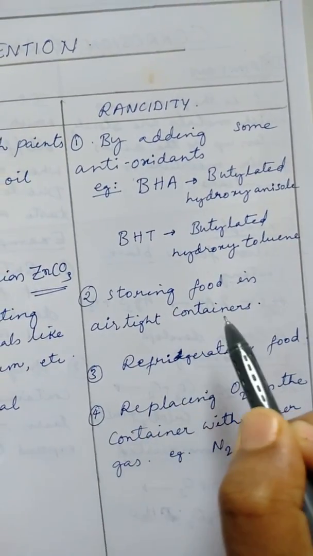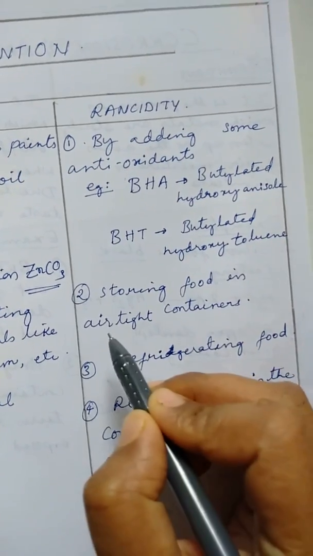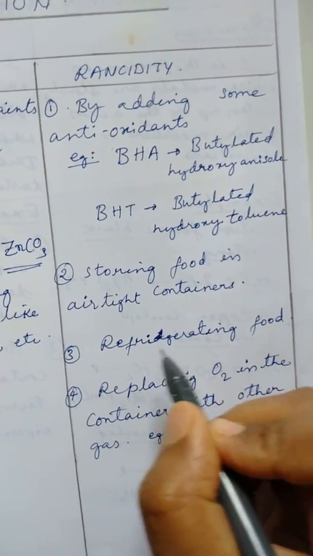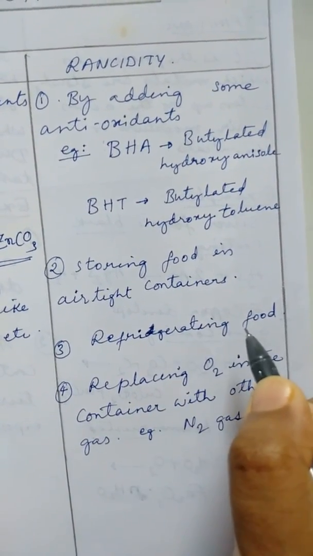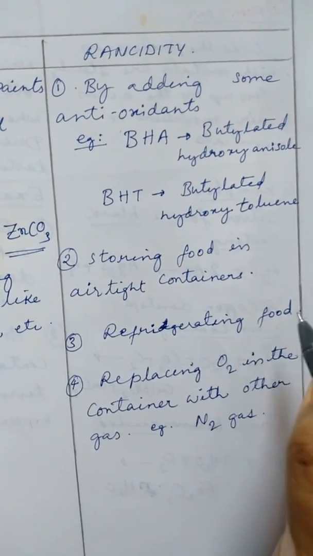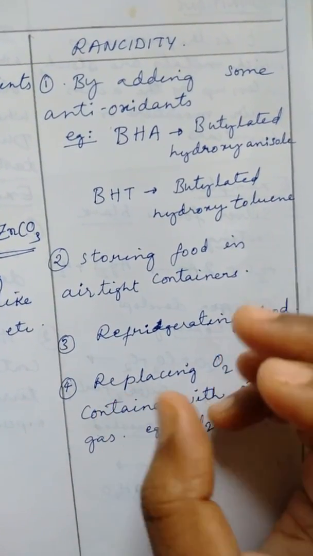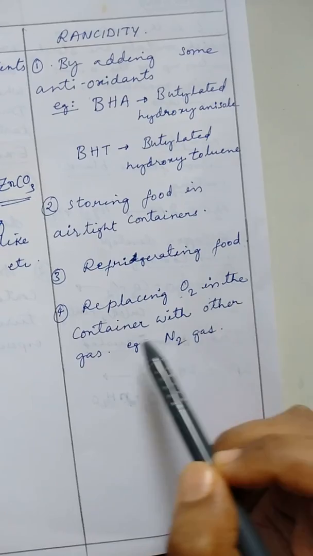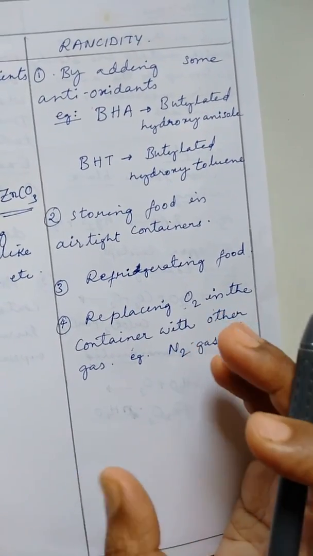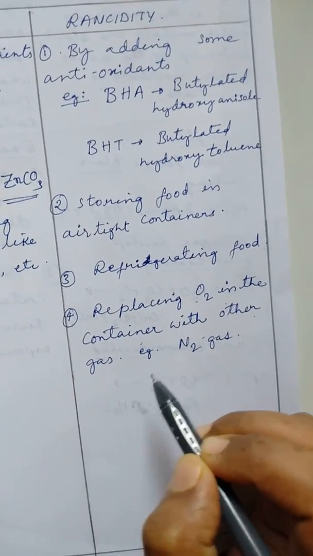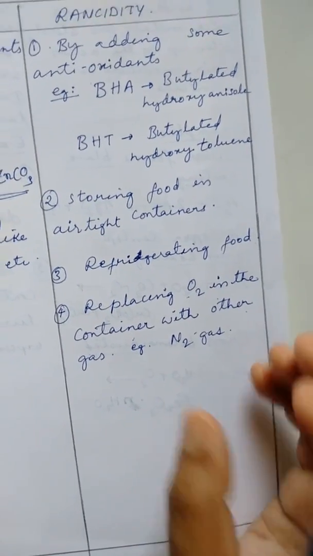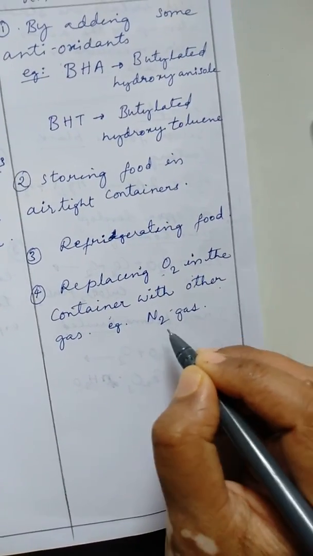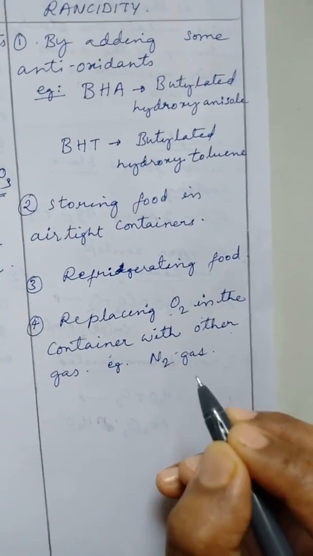Another way is storing food in airtight containers. And refrigerating food slows down the process of oxidation. Also, replacing oxygen in the container with another gas. The best example is flushing of nitrogen gas in the chips packet. You might have seen that chip packets are very fluffy because they're flushed with N2 gas, nitrogen gas. This prevents oxidation.